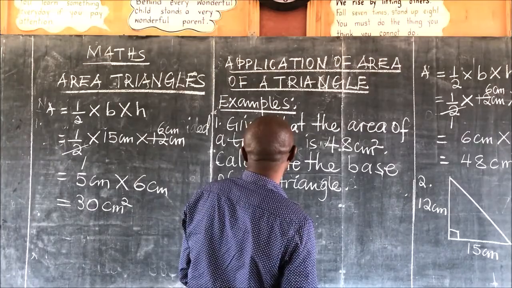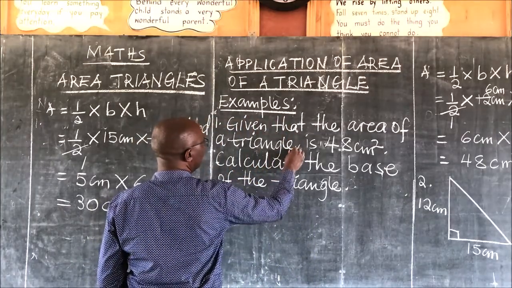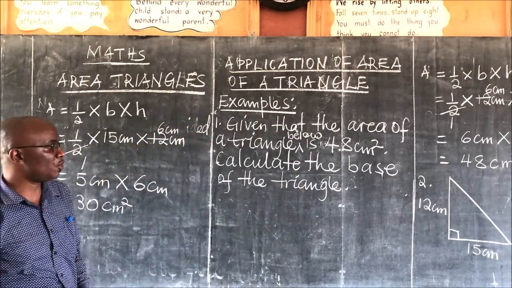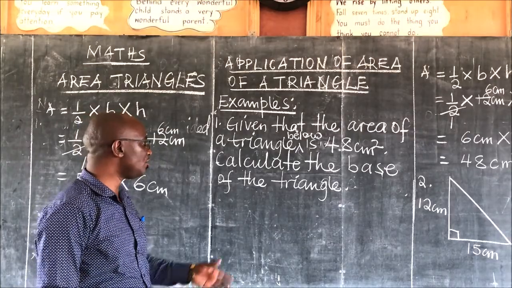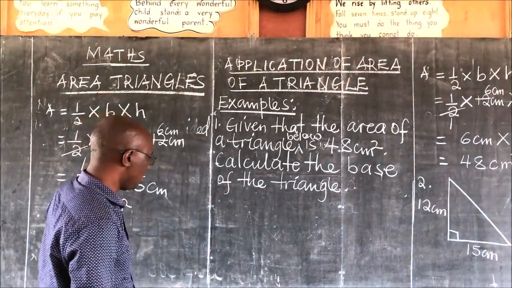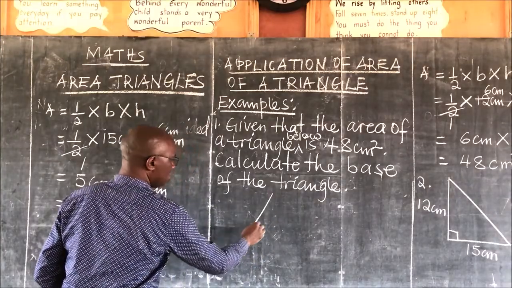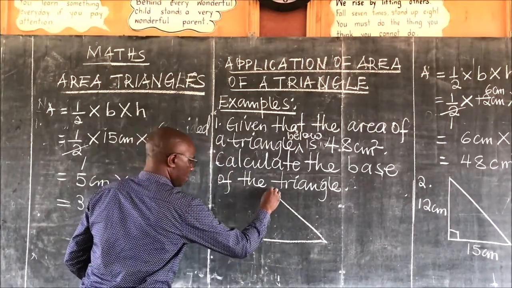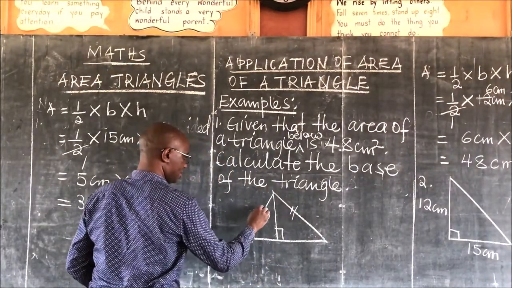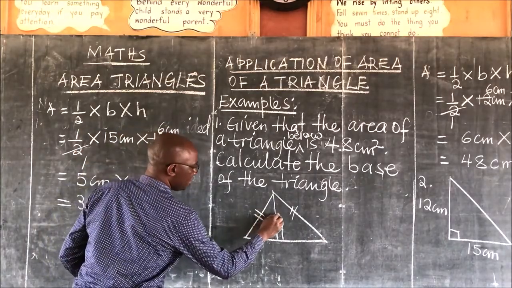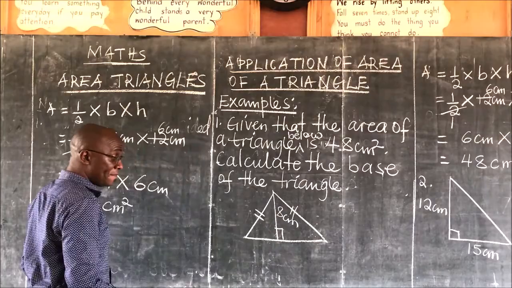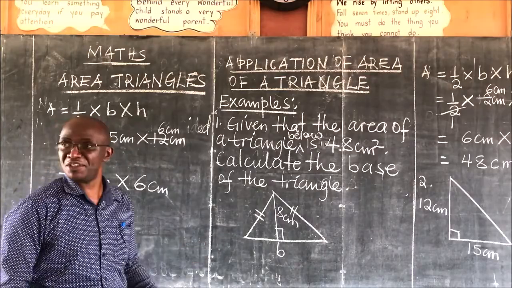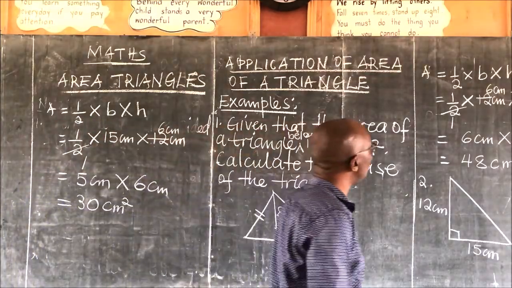Given that the area of the triangle below is 48 centimeters square, calculate the base of the triangle. Now, this is our triangle. They have given us the height. The height is 8 centimeters. The base is not given, but they have given us the area and the height of the triangle.